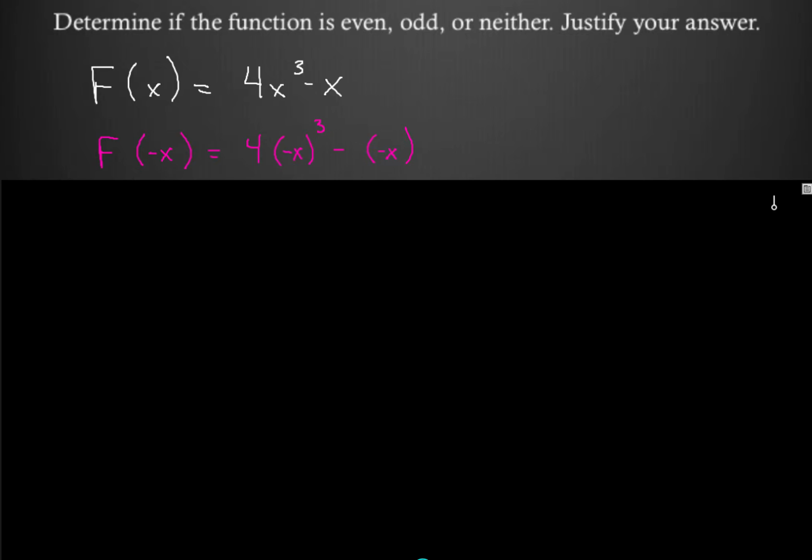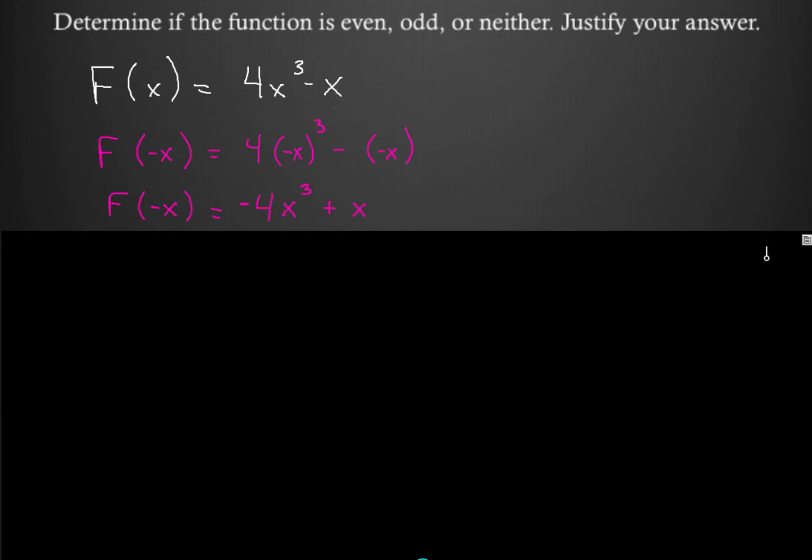Now you have to be really careful here. Make sure you put parentheses around anywhere you're substituting that negative x, because that's where a lot of people will make a mistake. Make sure you do your arithmetic and your algebra correctly, and you should end up with f of negative x equals negative 4x cubed plus x.